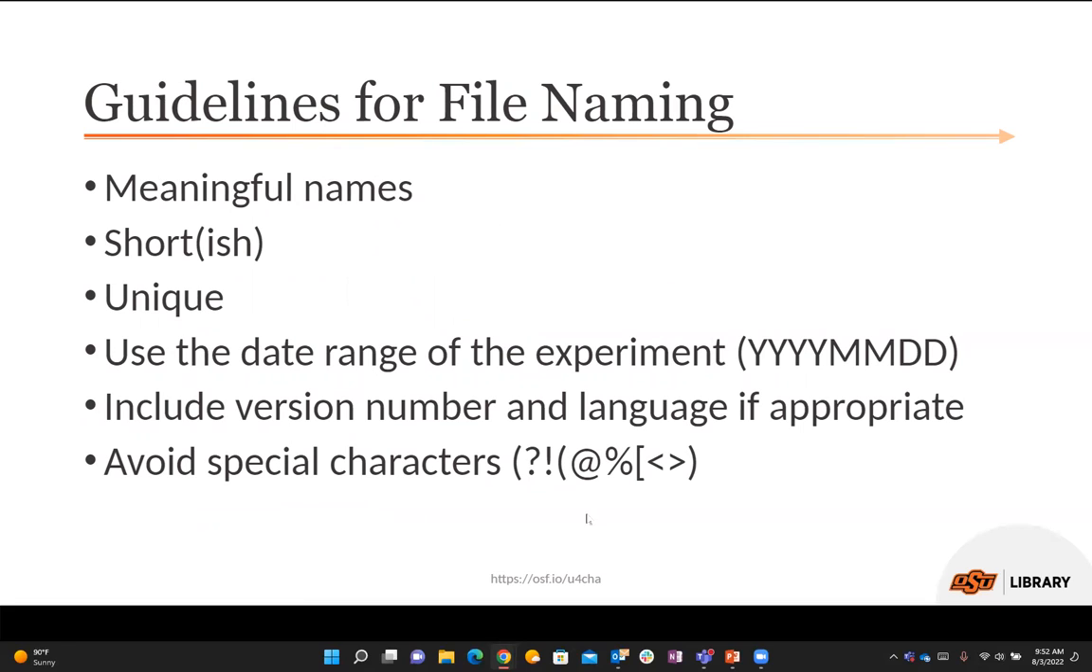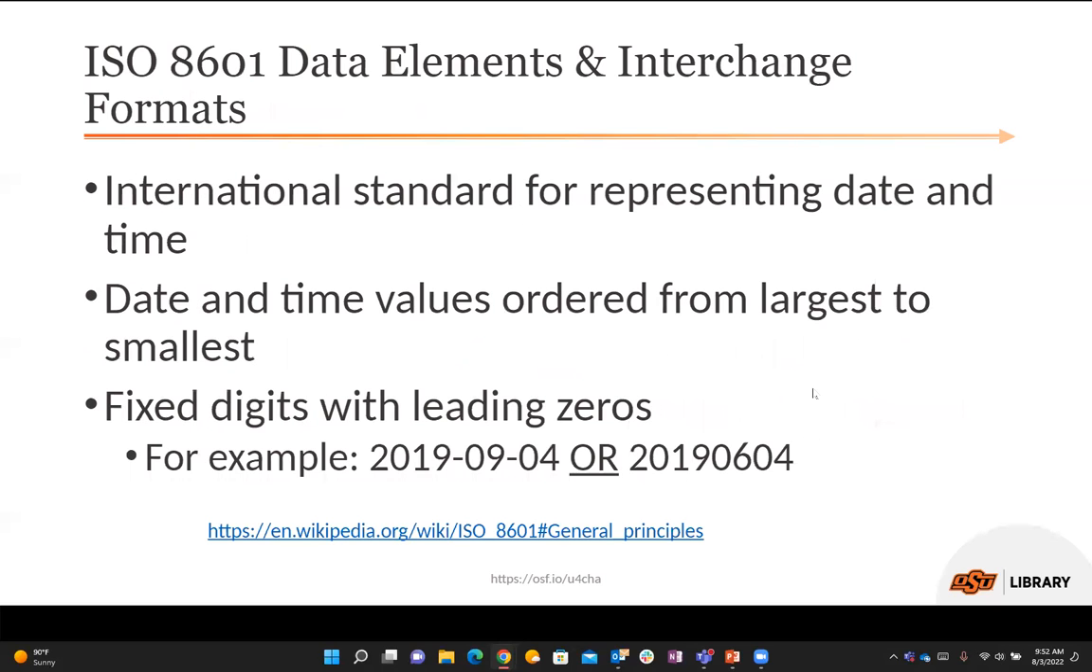This is some quick guidelines for file naming. It's important to set up a protocol for your file names and stick to it. They should be meaningful and as short as you can make them and still make them meaningful. They need to be unique. Think about how to set up dates in there and include version number and language if appropriate. The reason you avoid special characters is because if you need to upload to a software or Python, etc., it will not accept many of those.